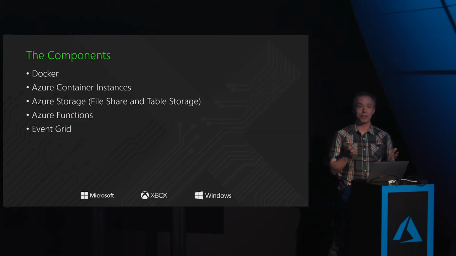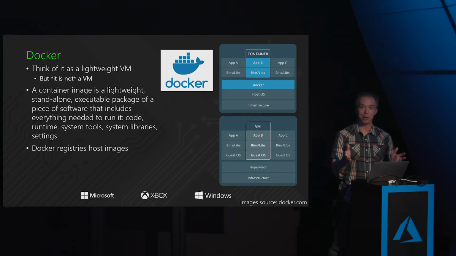So the components that we're going to use for this demo are Docker, Azure Container Instances, Azure Storage, and specifically we're going to use File Share and Table Storage, Azure Functions, and Event Grid. So let's talk a little bit about those pieces.